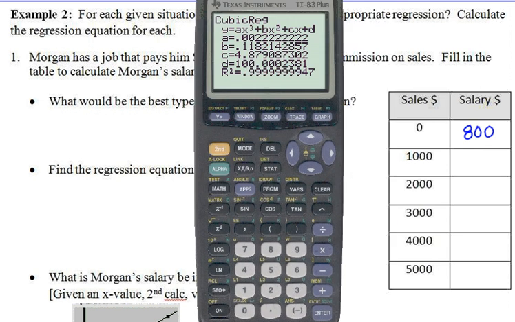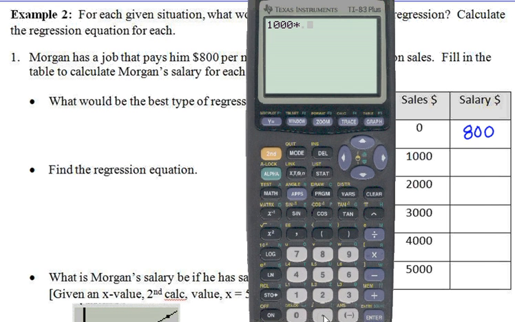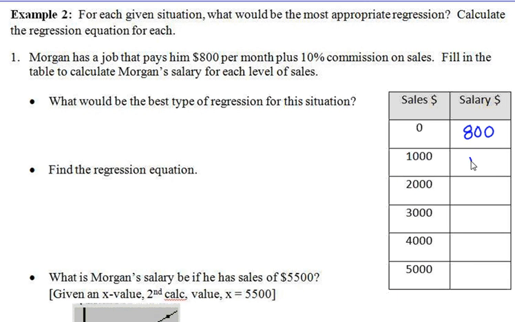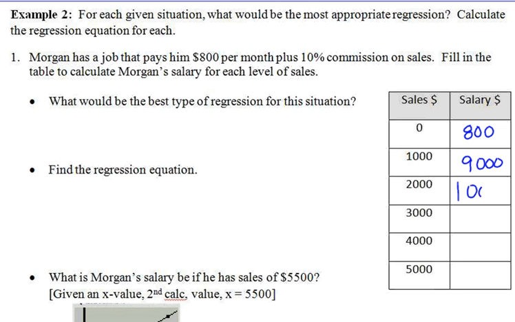You can yell. So times what? 1,000 times 0.1 is 10% sales. Plus the 800 would be 900. Okay, so $2,000 would be, so 2,000 times 0.1 plus the 800 gives you 1,000. Do we see a pattern here? So 1,100, 1,200, 1,300.